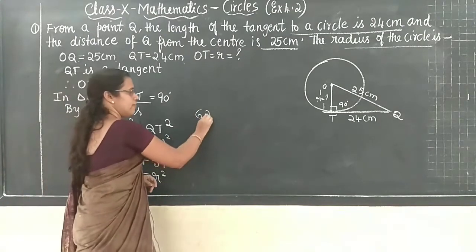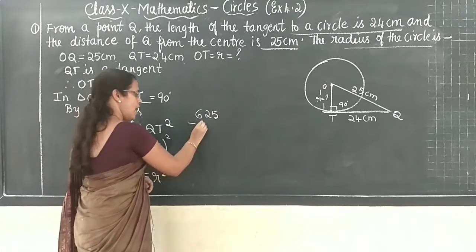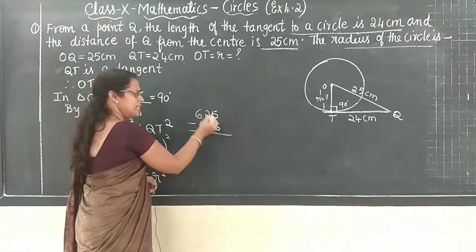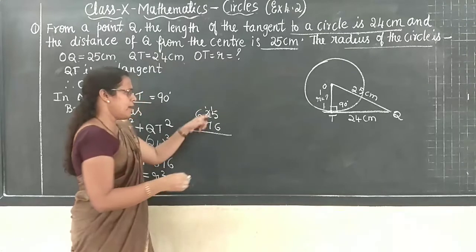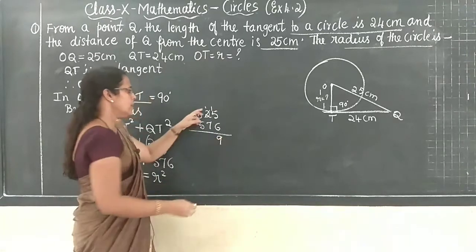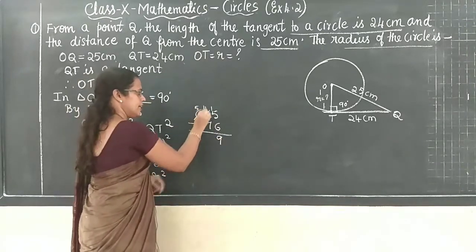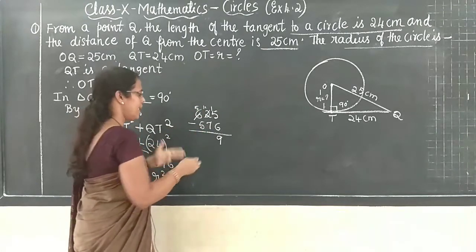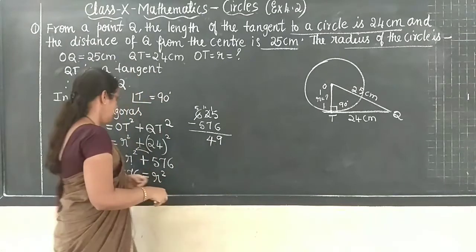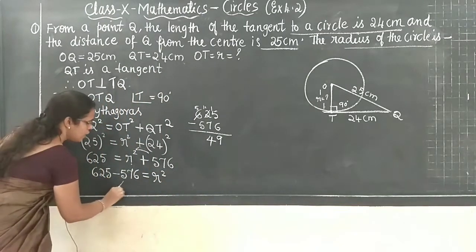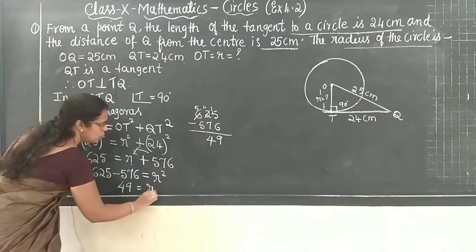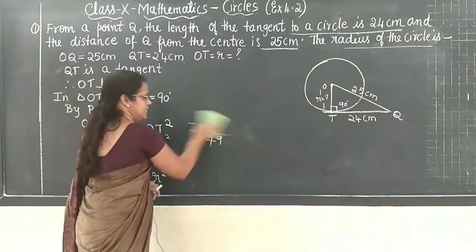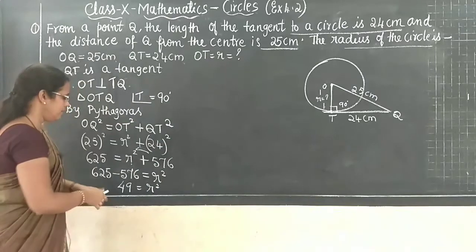So 625 minus 576. How much? 5 minus 6 can't do. 15 minus 6 is 9. 1. So cut this, it is 11. Minus 7, that is 4. 49 comes. The bigger number's sign is plus. 49 is equal to r square. I want r, the radius.